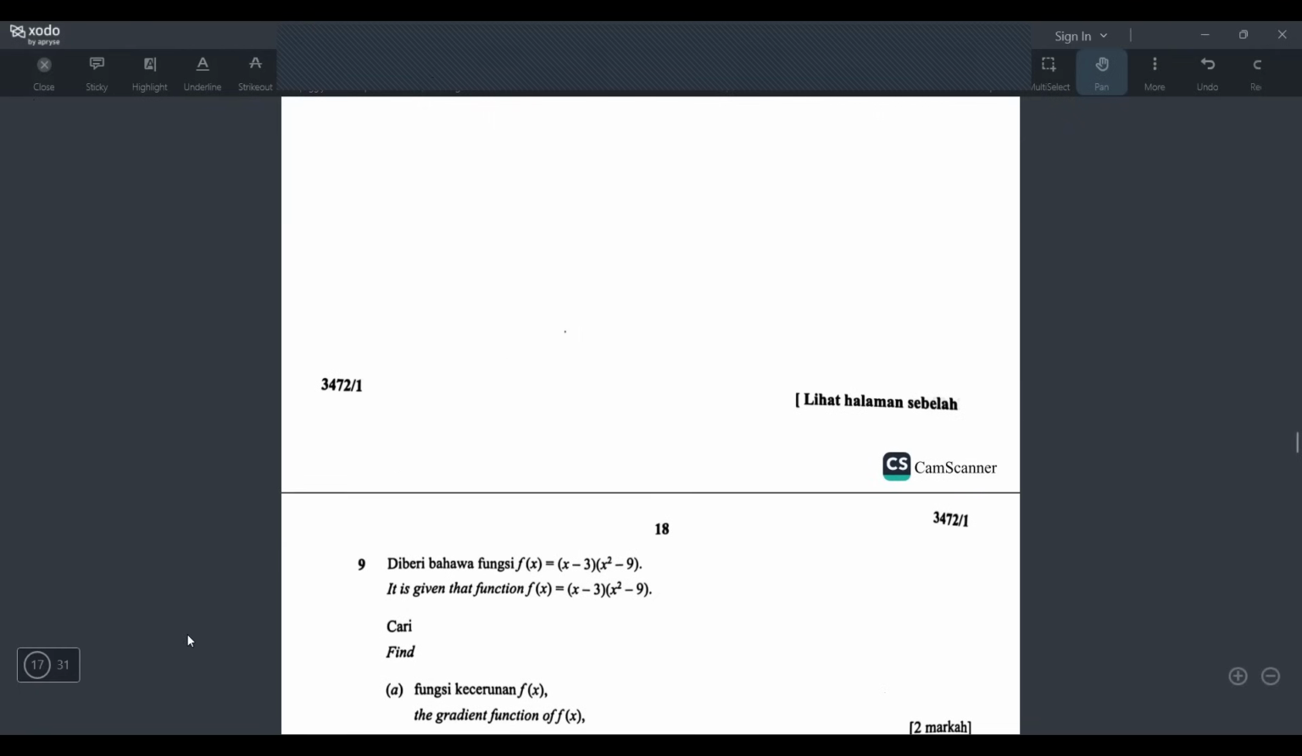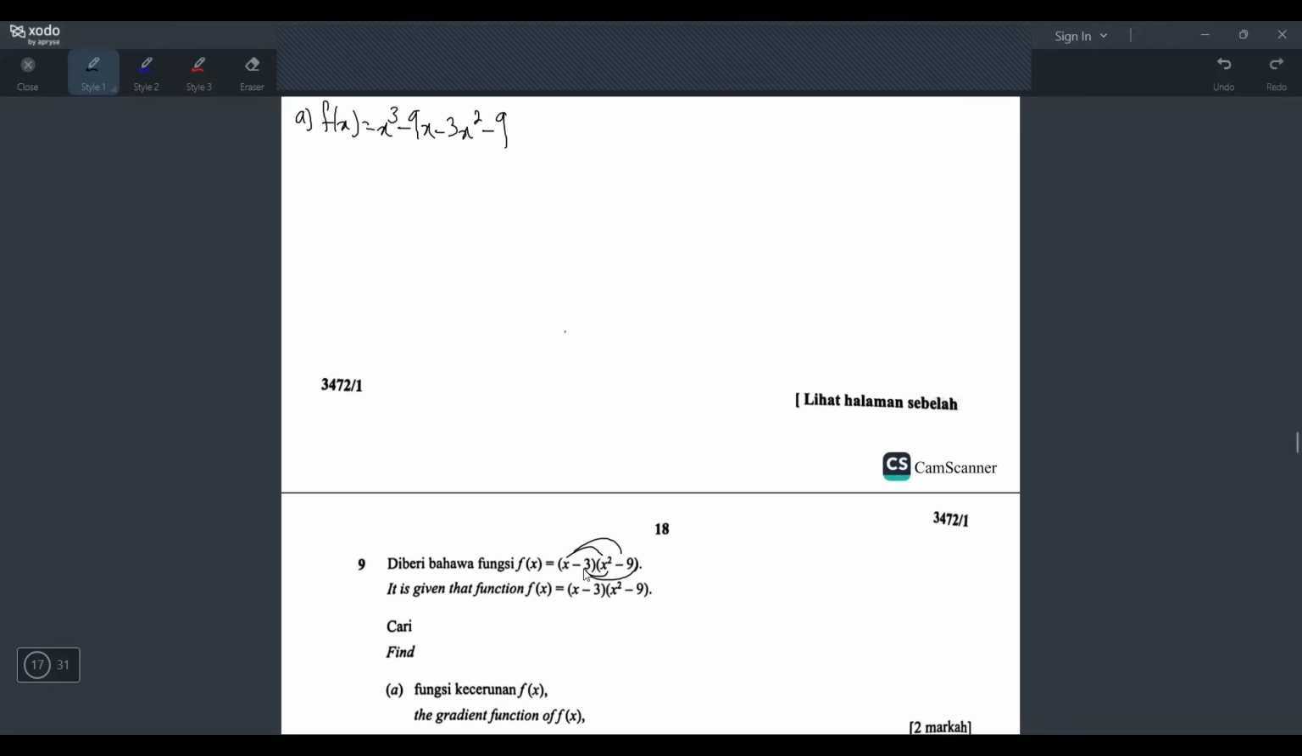Okay, so let's do it up here. So question A, f(x) equals to, let's try to expand. x times x square, x power 3. The next one, x times negative 9, negative 9x, negative 3 times x square, negative 3x square, x times negative 9, negative 9. Okay, I'm just expanding, right? Let's check one more time.